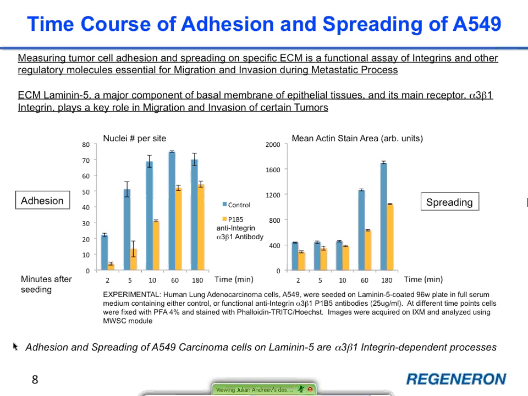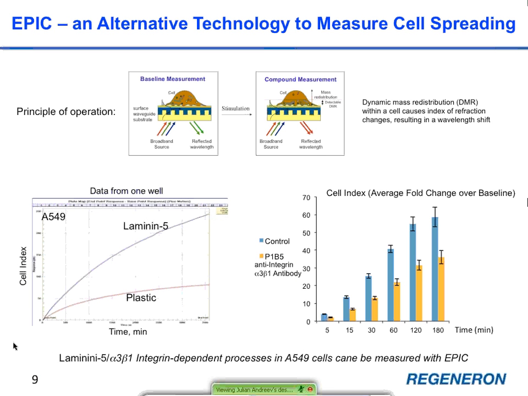But the question comes to mind: is a microscopy-based assay ideal for measuring cell spreading, especially in the screening mode? There is an alternative assay you can think about. That can be, for example, label-free technology like EPIC, which might have potential advantages.